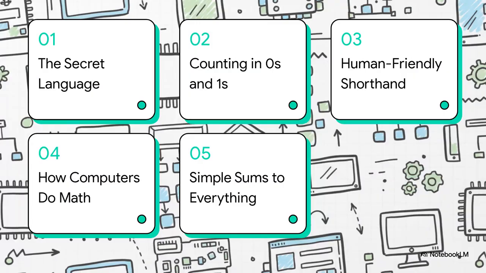All right, so here's the game plan for this explainer. First, we'll get into that secret language. Then, we'll figure out how you can possibly count using only zeros and ones. After that, we'll look at a really clever shorthand that makes life easier for us humans. Then comes the fun part. We'll see how computers actually do math. And finally, we'll connect all those dots and see how these simple little pieces build, well, everything.